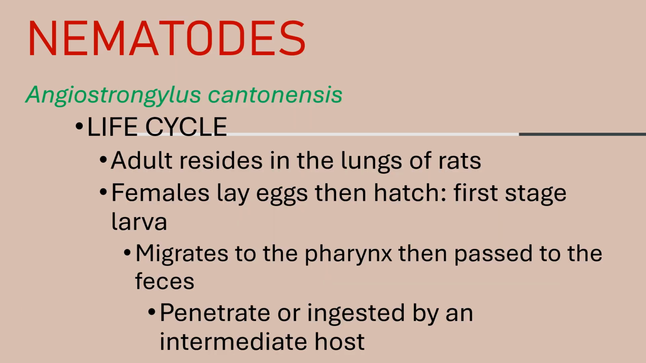Let's take a look at the life cycle. Please note that the adult Angiostrongylus cantonensis resides in the lungs of rats, particularly in the pulmonary arteries. The gravid female lays eggs, which are transported into the smaller vessels of the lungs.